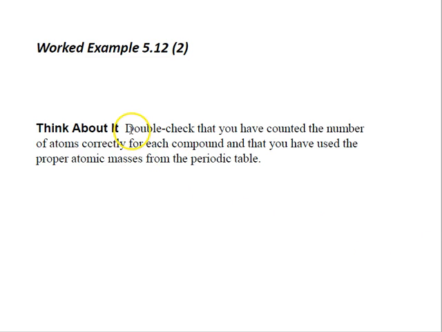One thing that you do want to remember is that you double check, make sure that you didn't miss any of the elements, especially if you have something with parentheses. Make sure you multiplied that through as I showed you with the acetate. And of course that you use the correct number from the periodic table. Like you use the mass of carbon if you're using carbon and not the mass of calcium.